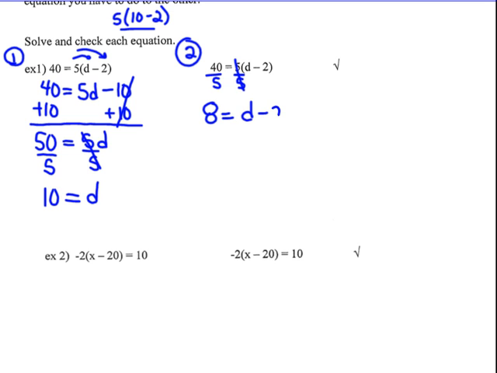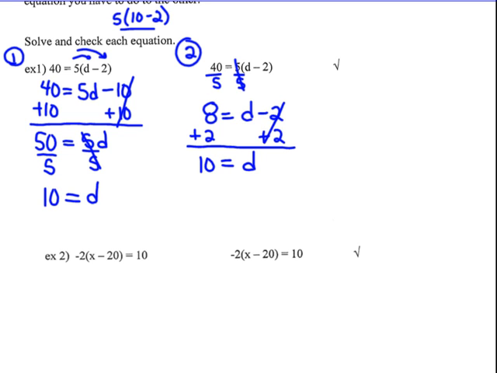I don't need the parentheses anymore. 8 is equal to what number minus 2? Oh, well, add 2 to both sides. I know you know the answer is 10, because we've already done this problem, but we are going to show the balancing of 2 on both sides, and we get 10 equals d. D's on the right side, leave it over there on the right side. 10 is on the left side, leave it on the left side. 10 is equal to d.